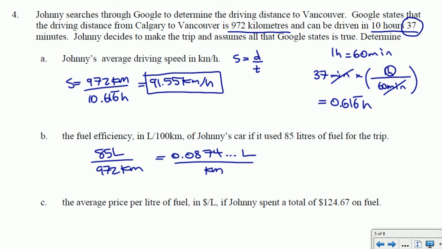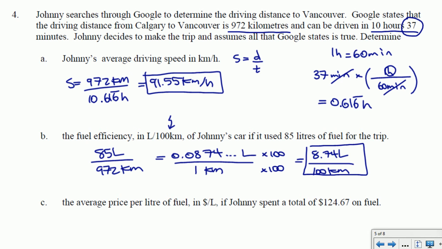Now that's a unit rate and not exactly what we were told to find. So as it is right now, it's 0.0874 liters per 1 kilometer, and we need to switch it to liters per 100 kilometers. So in order to accomplish that, we can multiply the top and bottom by 100, which is essentially the same as multiplying by 1, so it leaves this number unchanged. So the top times 100 works out to 8.74 liters, and the bottom times 100 is 100 kilometers. So his fuel efficiency is 8.74 liters per 100 kilometers.